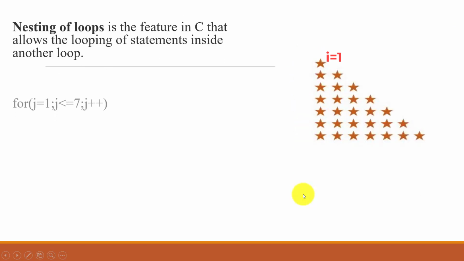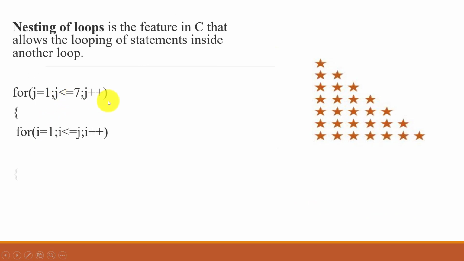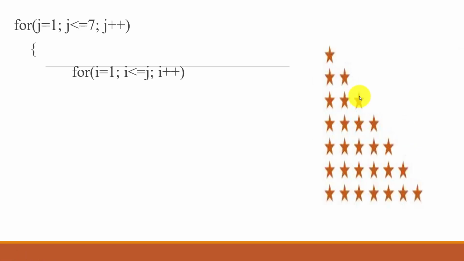So my outer loop becomes j equal to 1, j less than or equal to 7, j++, and this is our for loop. That is our inner loop, which is going to print our star. Now let's understand the working of the program.